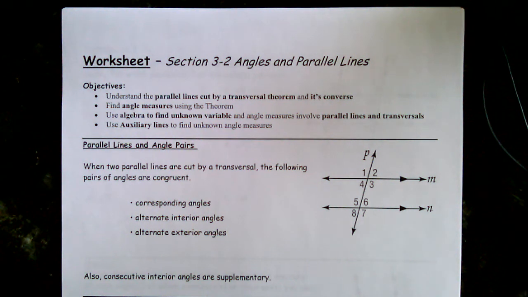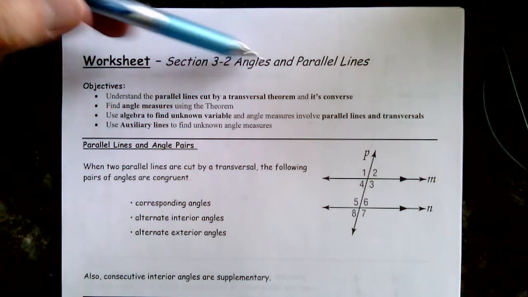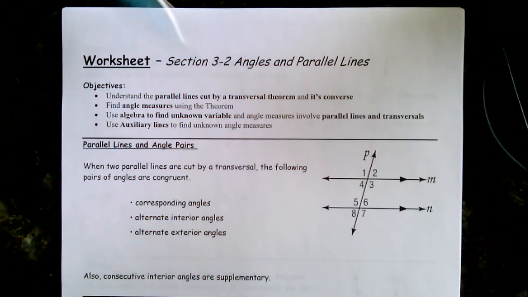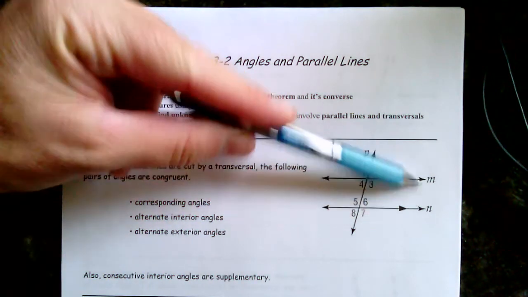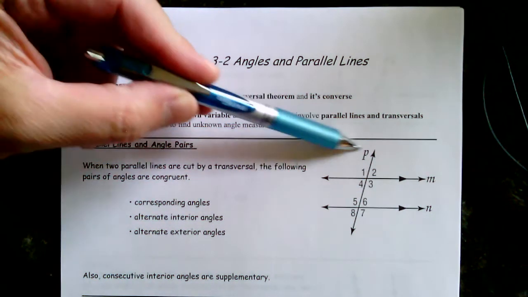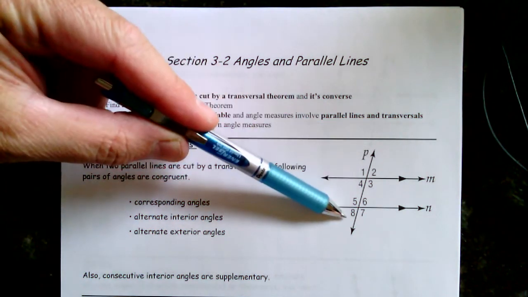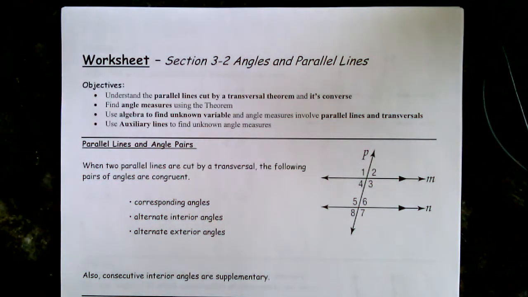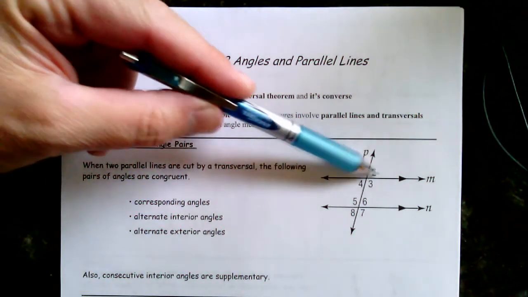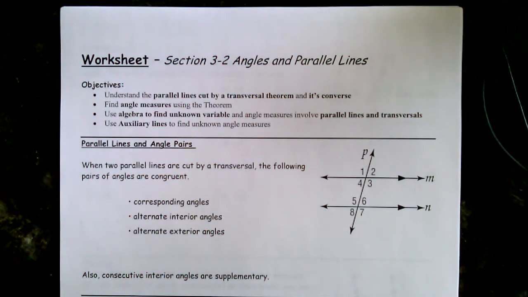Hope you're well. Wanted to go over angle measure and angles when you have parallel lines, like line M and N are parallel, cut by this transversal right here. So line P is a transversal, it means it goes across the two parallel lines. When that happens, it creates these 8 angles.